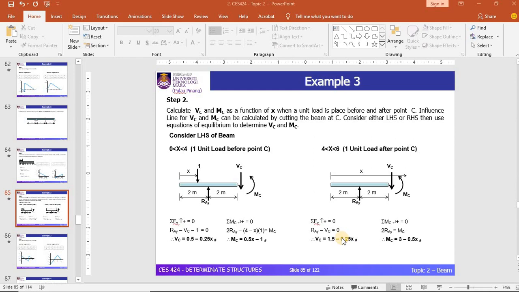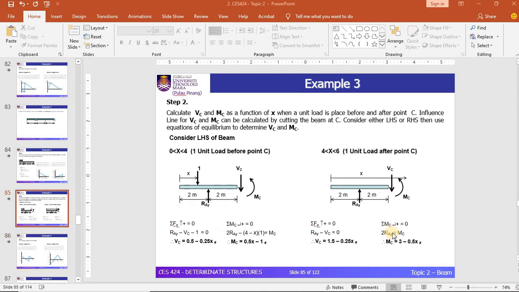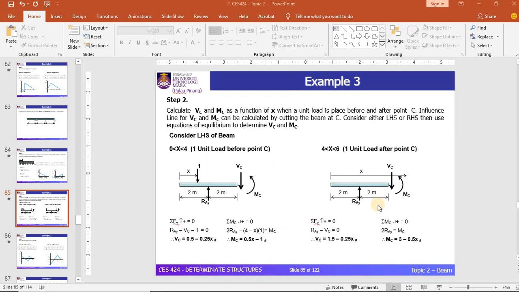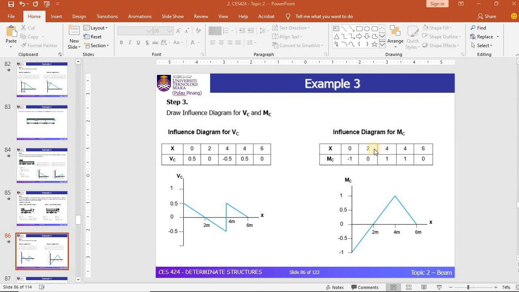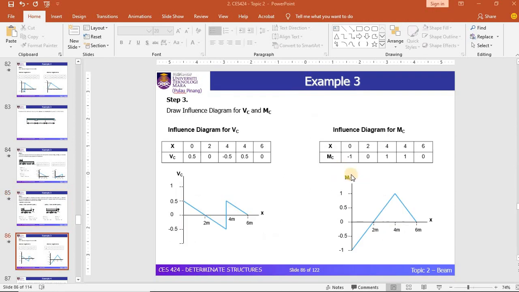This is not the case for the bending moment. Because in the bending moment, even when using different equations and considering the same point, you will get the same value of bending moment. For the bending moment, you just use the equations of the first and second range, 0 to 4 and 4 to 6, based on this particular diagram. And based on these values, you can plot the shear force diagram and the bending moment diagram.